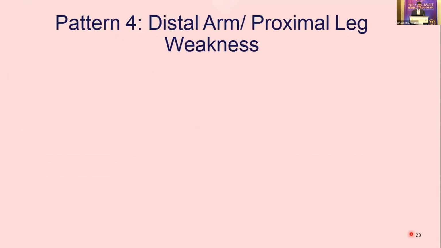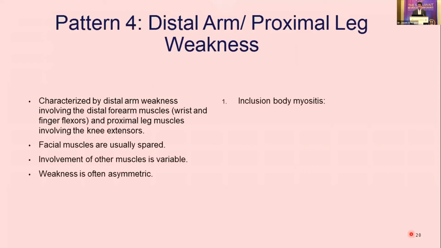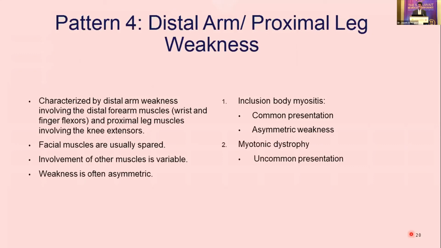The fourth pattern of weakness is the distal arm, proximal leg weakness. And here you have inclusion body myositis in the case of the acquired, and this is the common asymmetric weakness, and your myotonic dystrophies, which are uncommon but have symmetric weakness on physical examination. In this pattern, the facial muscles are usually spared, and the involvement differs from one muscle to the other. Again, you have to test the finger extensors and flexors to identify the distal arm weakness.